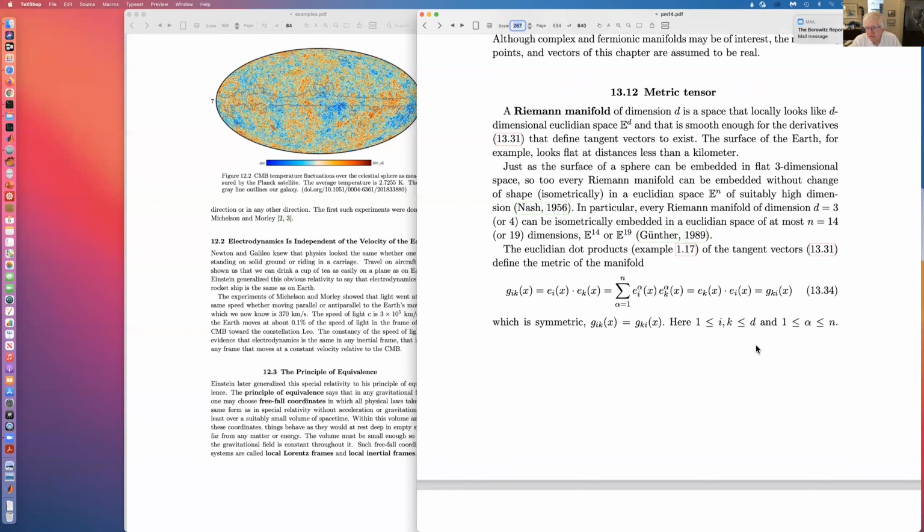And in particular, every Riemann manifold of dimension 3 or 4 can be isometrically embedded. Isometrically means you don't squish it at all. Isometrically embedded in a Euclidean space of at most 14 or 19 dimensions. This is a more recent result by Günther.